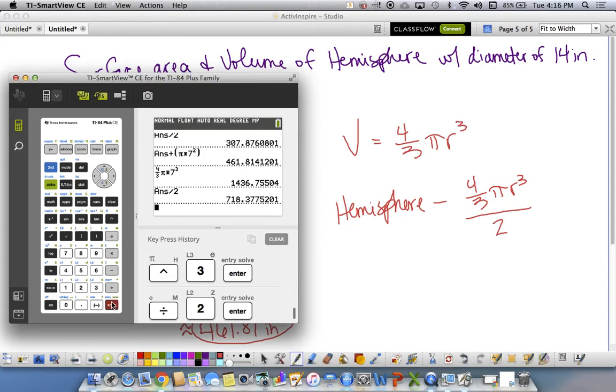Okay? The hemisphere volume is approximately 718.3775, which we should round up to 718.38 inches cubed. Okay? Does that sound okay?